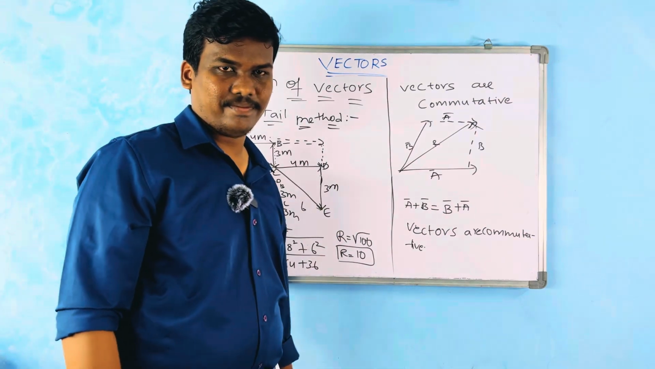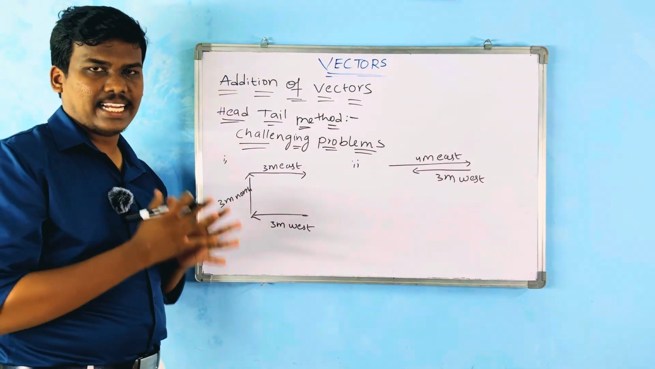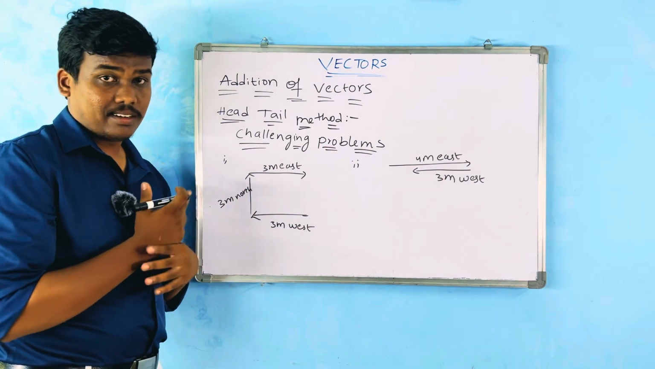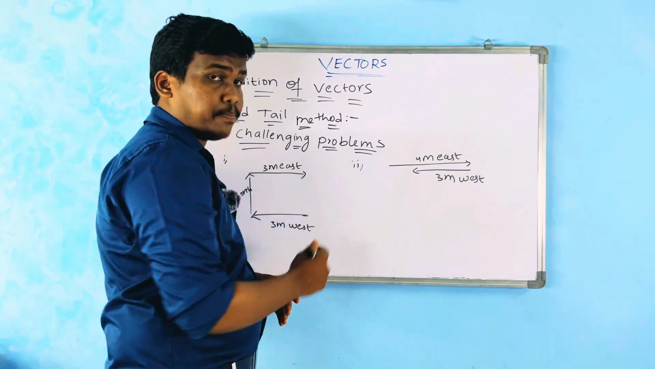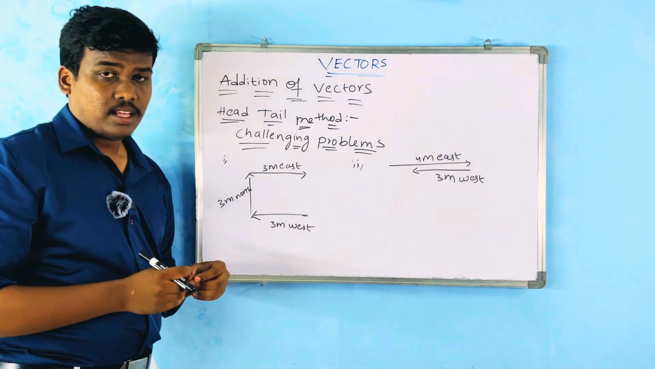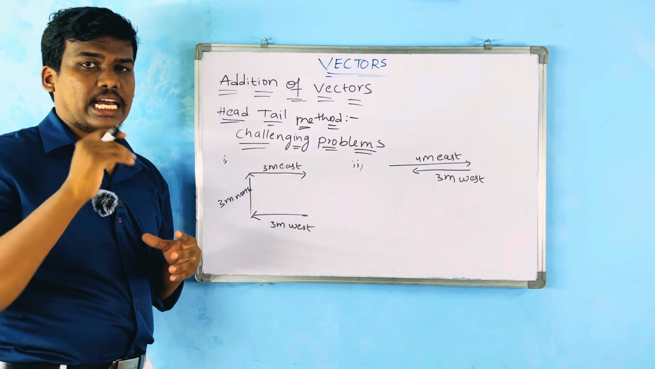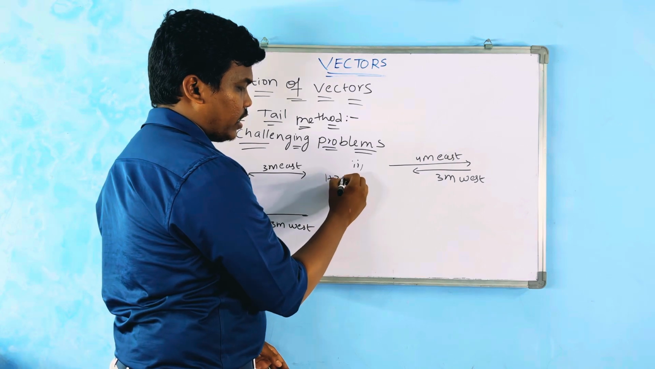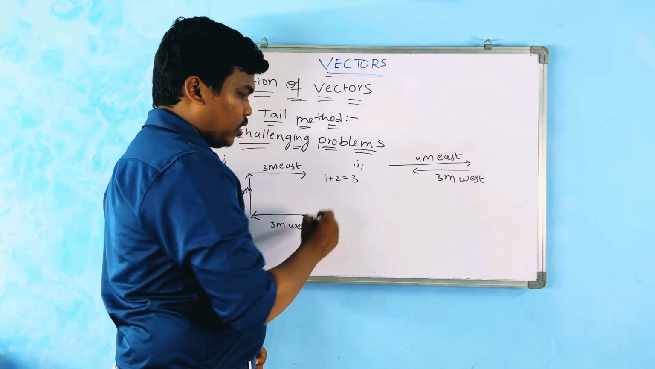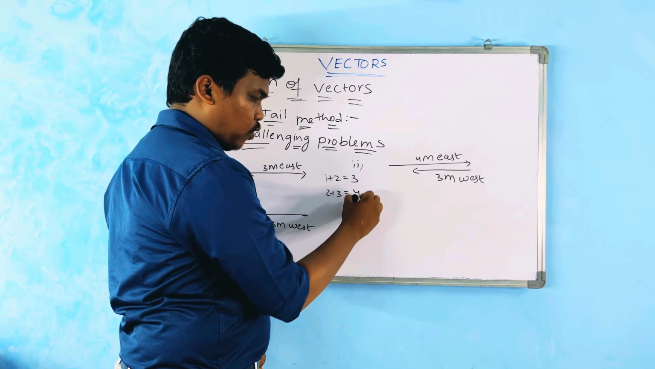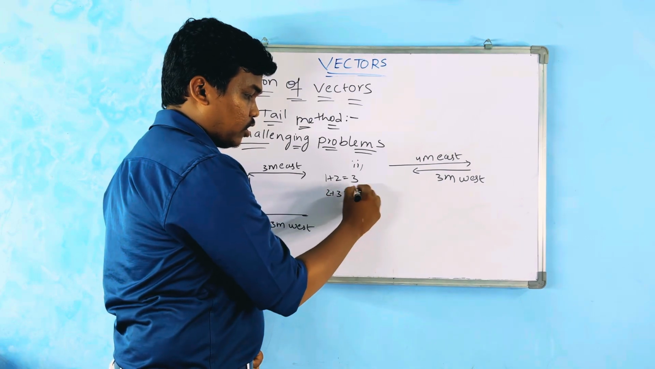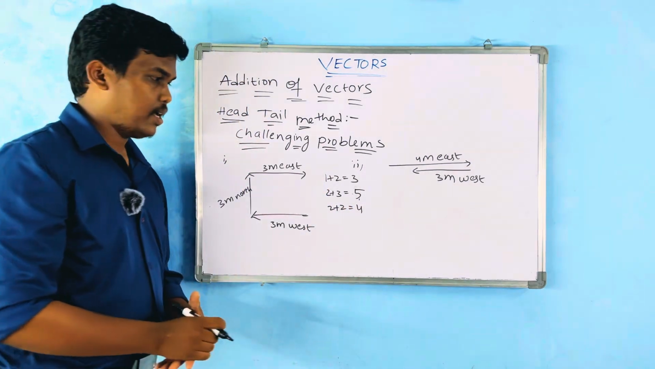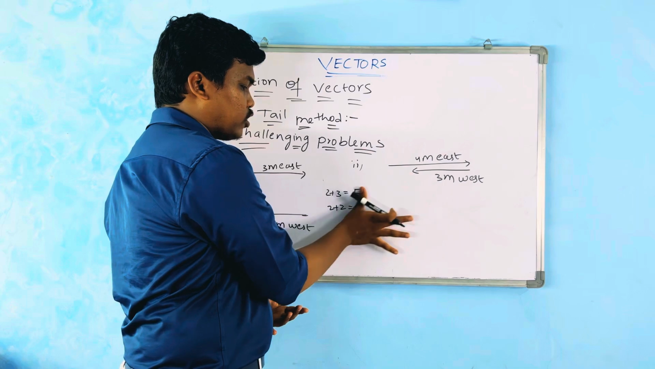Vectors are commutative. Now, we are going to end this class with these challenging problems. In scalars, if we add up 2 numbers, the answer will be definitely greater than the added number. For example, 1 plus 2 definitely will be 3. 2 plus 3 definitely will be 5. 2 plus 2 definitely will be 4. Other than 4, there will be no other answer. But in vectors, it is totally different.